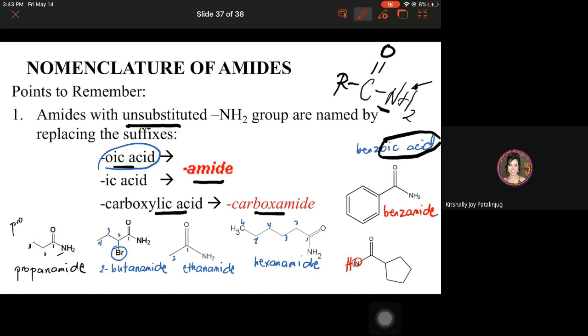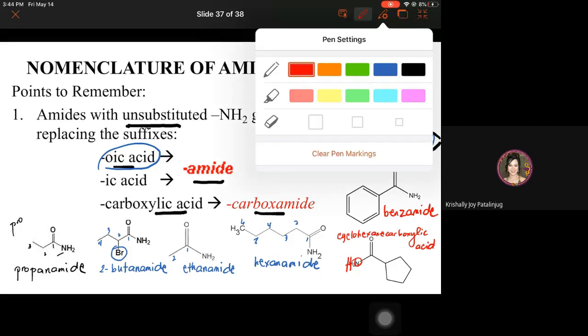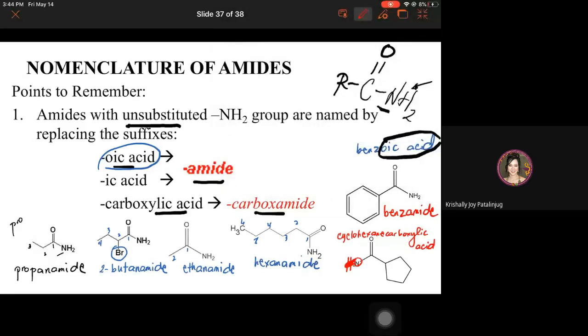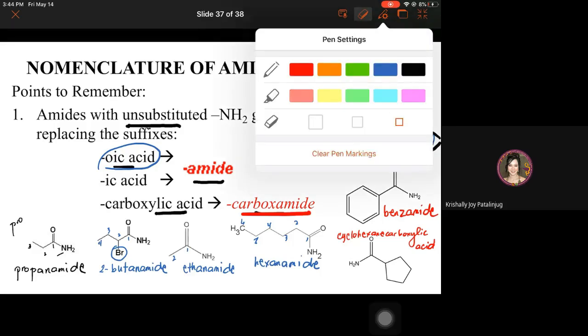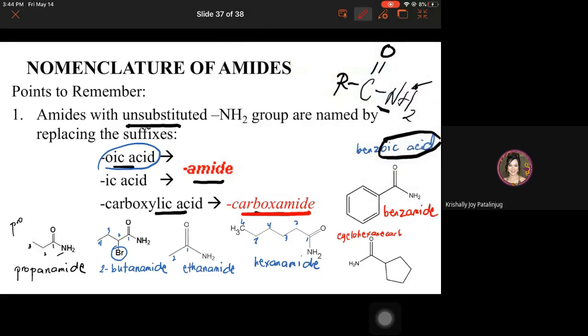This is cyclohexane carboxylic acid. Mo na siya kung carboxylic acid na siya. But amide man siya, ang carboxylic acid mahimog carboxylic acid nga suffix, mahimog carboxamide. Change na nimo. Carboxamide. Okay? Sana. That is for unsubstituted amino group sa amide. Okay? Kanang H2 lang bitaw ang naka-attach siya.